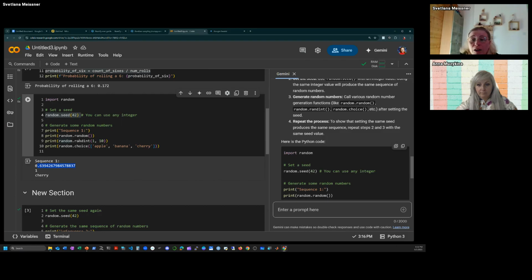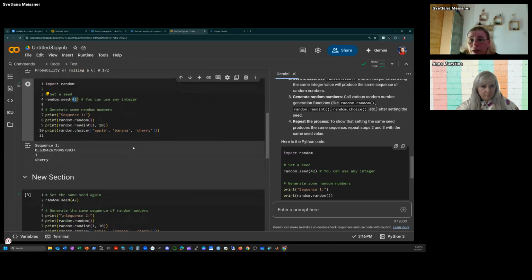Then we have a random integer, the next from 1 to 10, we've got 1, and a random choice from apple, banana, cherry, we've got cherry. And that was because we've set the random seed to this number.